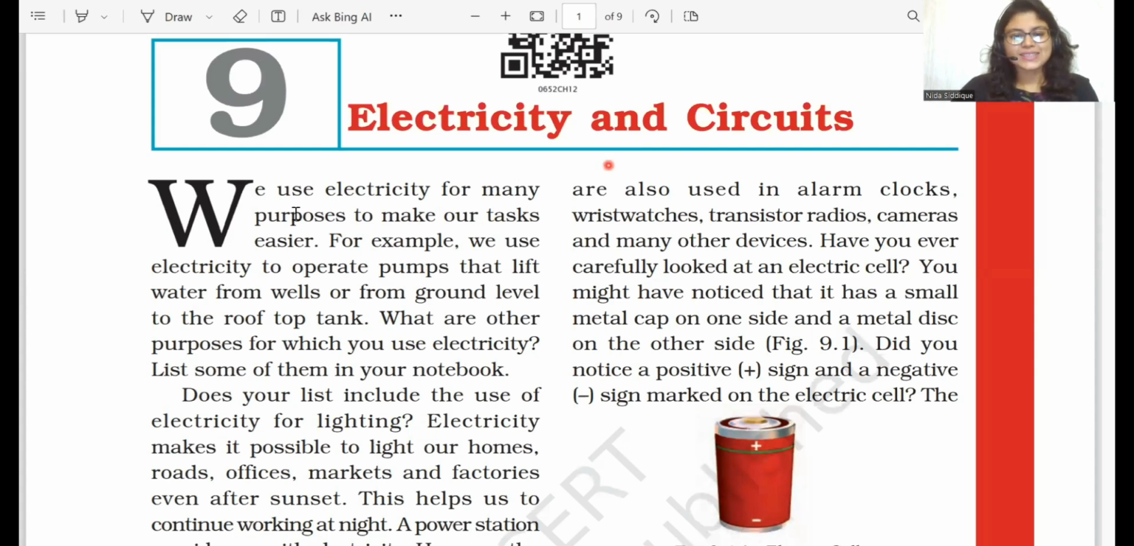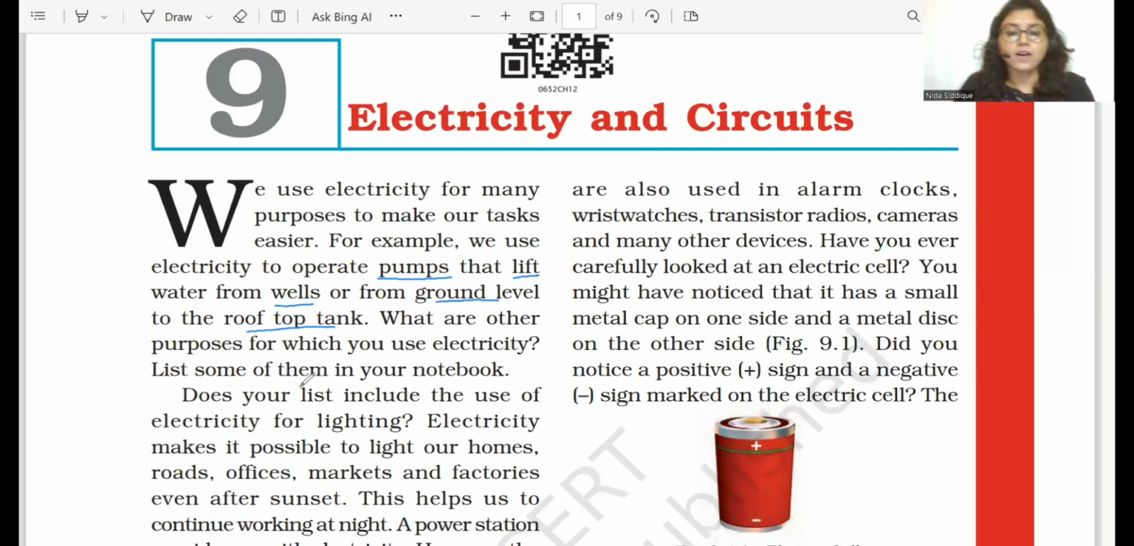So let's get started. So we use electricity for many purposes to make our task easier. आप सबको पता है कि हम इलेक्ट्रिसिटी बहुत सारे पर्पसेस के लिए यूज कर सकते हैं, राइट? जैसे कि एक एग्जांपल है यहाँ पे, वी यूज इलेक्ट्रिसिटी टू ऑपरेट पंप्स लाइक मोटर. जब भी हम इलेक्ट्रिसिटी यूज करते हैं मोटर को स्विच ऑन करने के लिए, this will lift the water from the well or the boring or from the ground level, and it is going to supply this water to the largest floor or to the rooftop tank. So this is one of the examples of electricity.